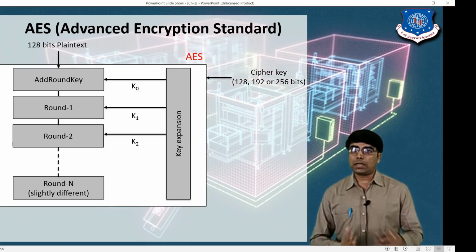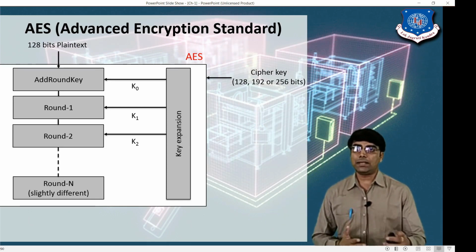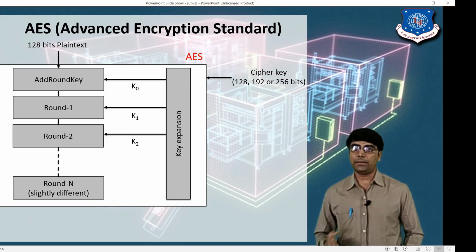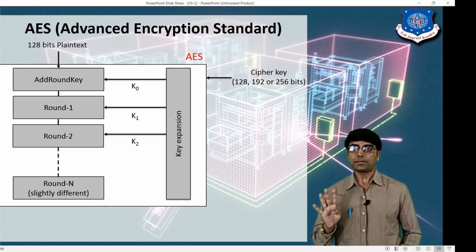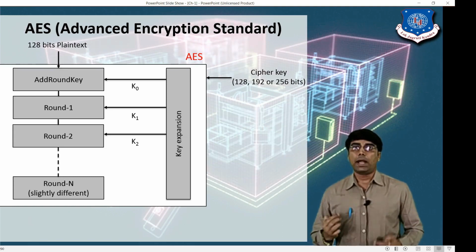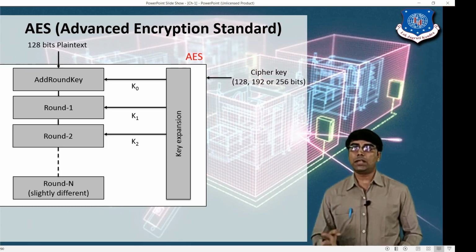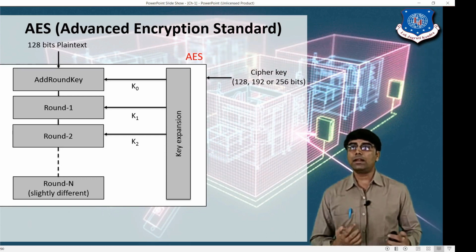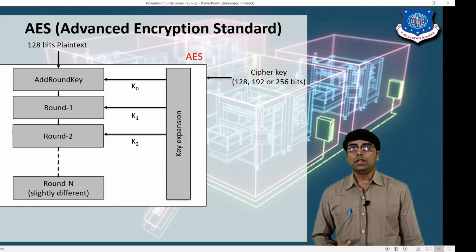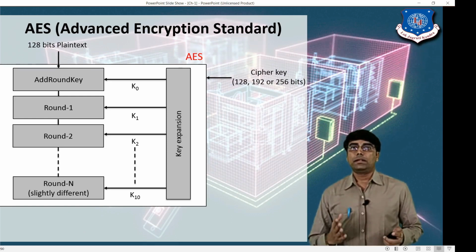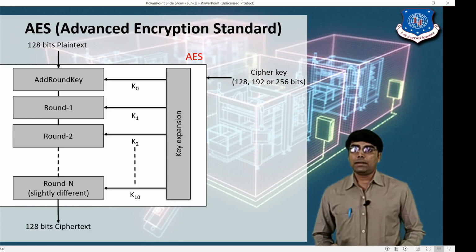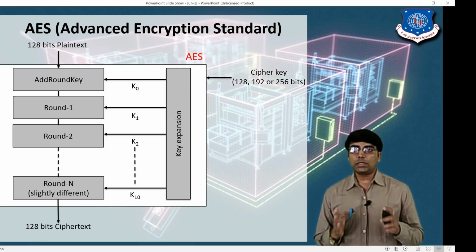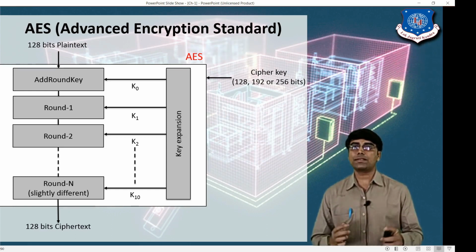Now in the last round, as I already discussed, the difference is only in the transformation operations. In rounds 1 to 9 we are using 4 transformation operations. In the last round, round 10, we are using 3 transformation operations. So this is the simple difference between rounds 1 to 9 and the last round 10. Now after applying round n, it's generating a 128-bit ciphertext. So this is the general format of the AES algorithm.